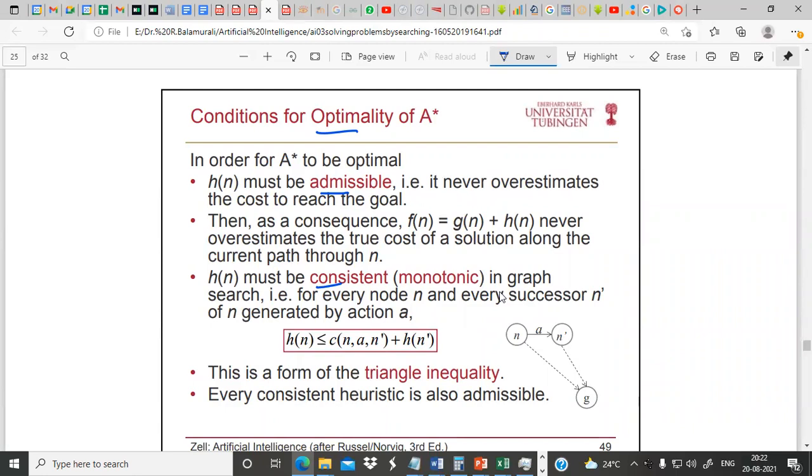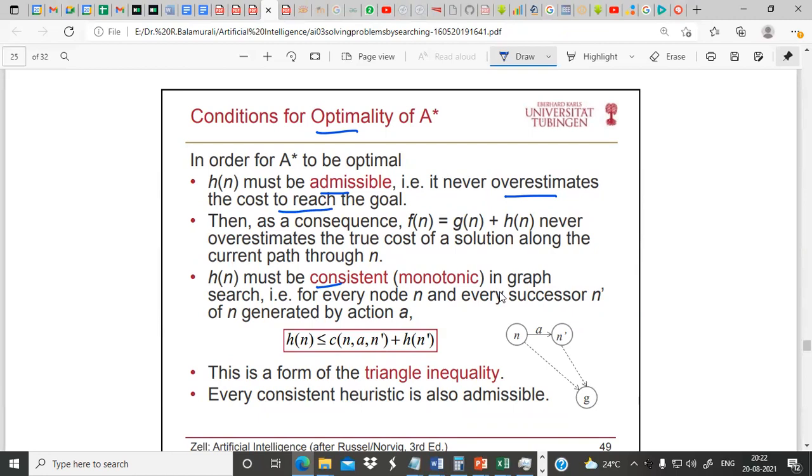What is admissible? An admissible heuristic function is one which never overestimates the cost to reach the goal state. So this is how we define the admissibility property of a heuristic function. A heuristic function is called admissible if it will not overestimate the cost of reaching the goal state. It can underestimate, it should underestimate, but it should not overestimate. Because if it overestimates, then it cannot find the optimal path.